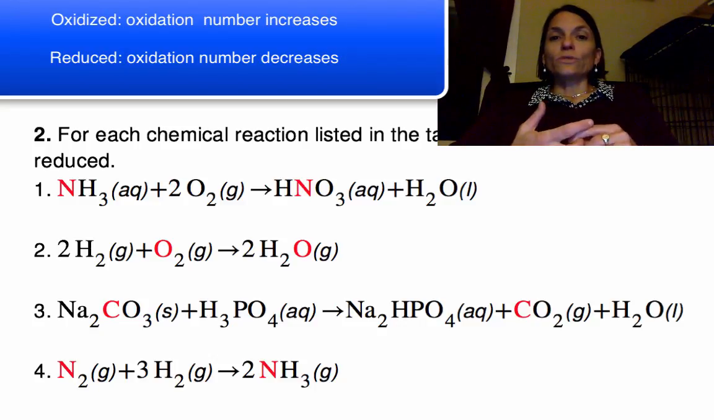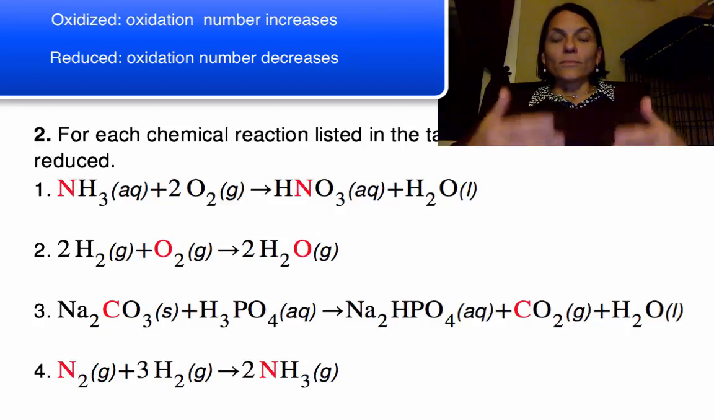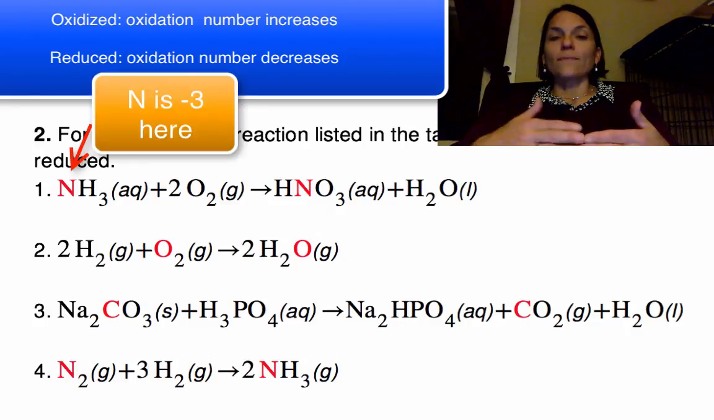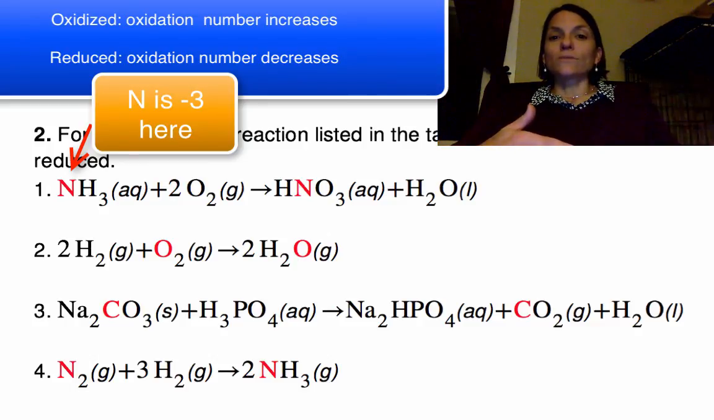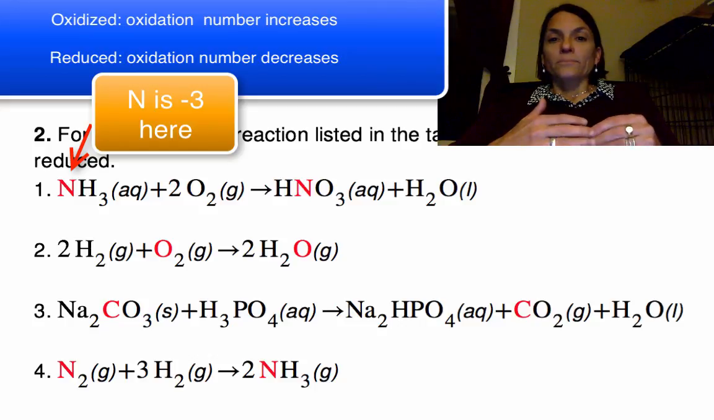All right, so if we look at number 1, we have NH3. Well, in this case, hydrogen's always going to be a +1 when it's with a nonmetal. So there's 3 +1s. So that means that nitrogen has to be a -3 in ammonia. So it's starting as a -3 as a reactant. Well, let's figure out what it is as a product.